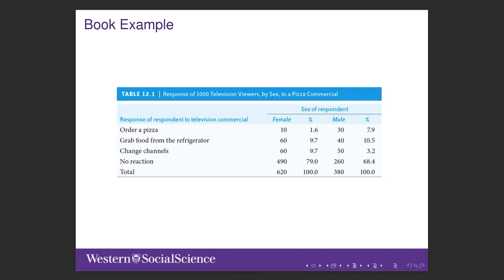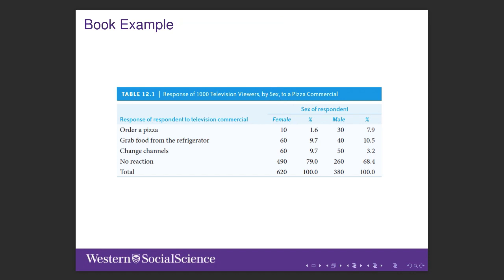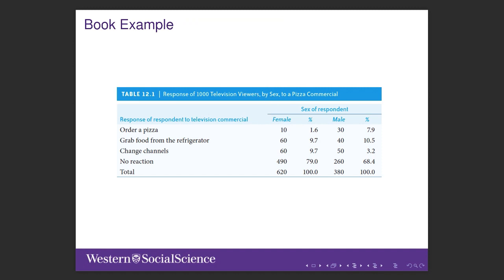This is an example from the book where we consider the relationship between the independent variable gender and the dependent variable response to a pizza commercial on TV. Note that the values in the percent column are column percentages. 1.6 is just equal to 10 over 620 times 100 to make it a percent. 9.7 is just 60 over 620 times 100 to make the proportion into a percent. And 79 is just 490 over 620 times 100 again to make it into a percentage.